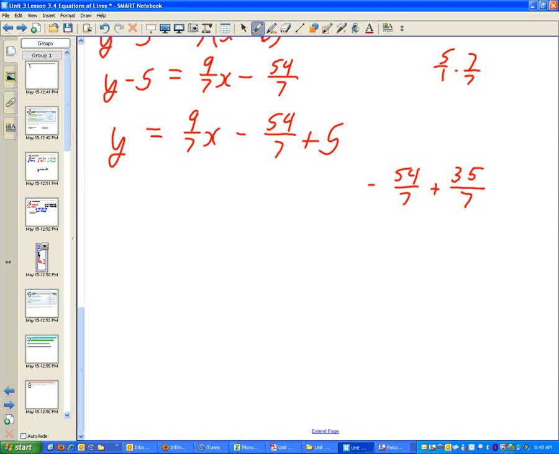35/7. All right. Now, that means I'm going to have y equals 9/7 x, a negative 54/7 plus 35/7. Combine the numerators over your common denominator. Now, a negative 54 plus 35, I'm going to get negative, right? Well, negative what? I heard 89, I heard 19. Yeah, the signs are different, so actually it's a subtraction problem, isn't it? 54 minus 35, and we get 19.